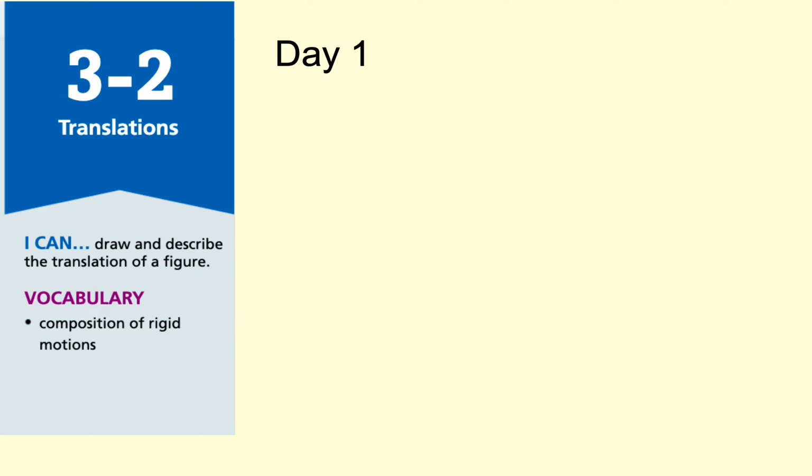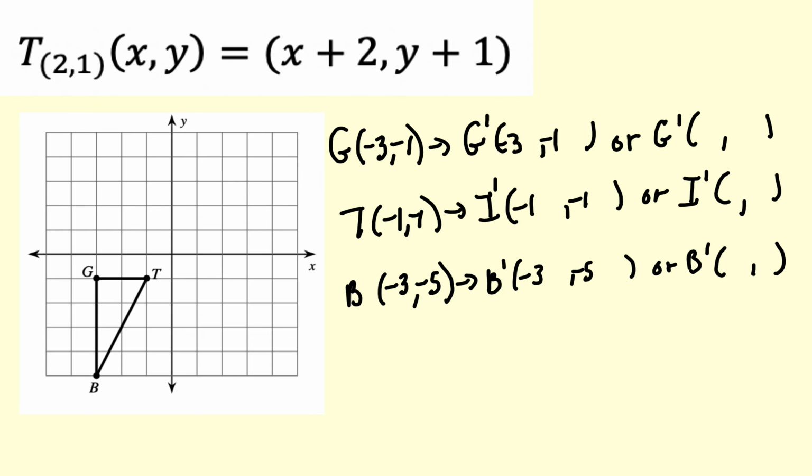I can draw and describe the translation of a figure. Let's take a look at the translation symbol. It starts with a capital T for translation. T 2, 1 says you want to go 2 units in the right direction and 1 unit up. And you can write the rule this way, where you're actually adding 2 to every x coordinate and adding 1 to every y coordinate. So that's the rule.